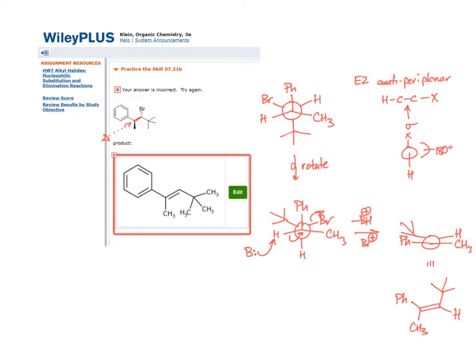If we assign E/Z, on this side, this would be the number 1 priority. And then on this side, this would be the number 1. So it looks like the E, and the correct answer is the Z, is the major. And again, that's due to the Newman projection.